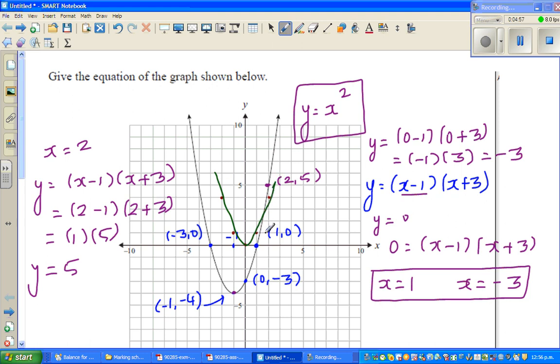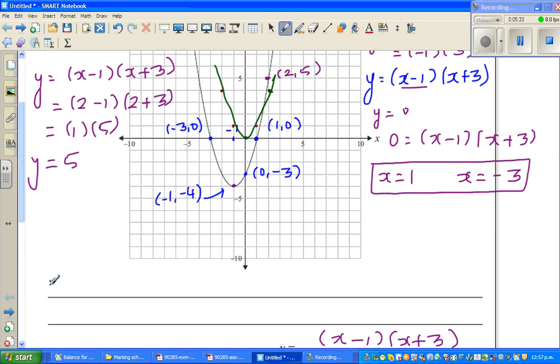Now this parabola has moved 1 to the left and 4 down. I'm only looking at the vertex. The vertex for y is equal to x squared is 0, 0, and it has moved 1 to the left and 4 down. So I'm saying this can also be written as y is equal to x plus 1 squared minus 4.